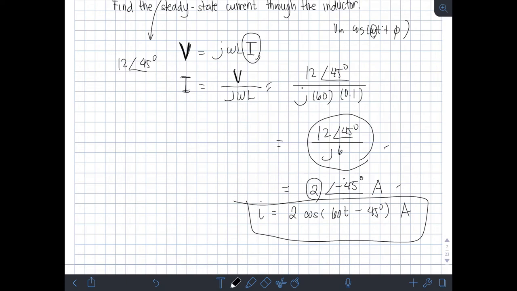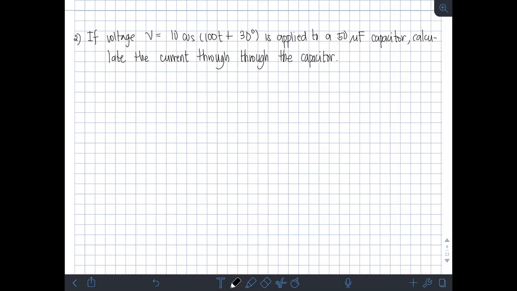Okay? Next, we have, if voltage V is equal to 10 cosine 100t plus 30 degree is applied to a 50 microfarad capacitor, calculate the current through the capacitor. Okay, so since capacitor naman tayo, pwede natin gamitin yung formula natin for the capacitor as I is equal to J omega CV, where yung I at V is in phasor form. So therefore, itatransform uli natin itong V into its phasor form. So yung magnitude niya na 10, and then angle, yung phase angle niya na 30 degree.